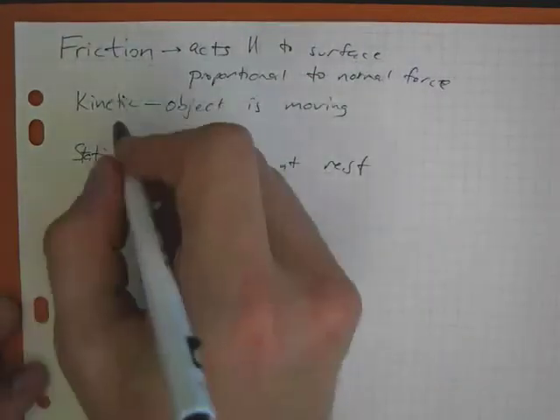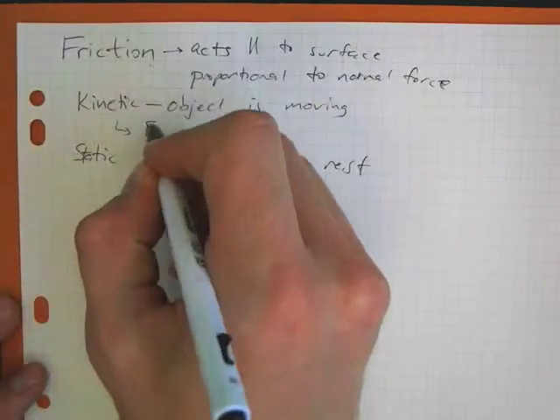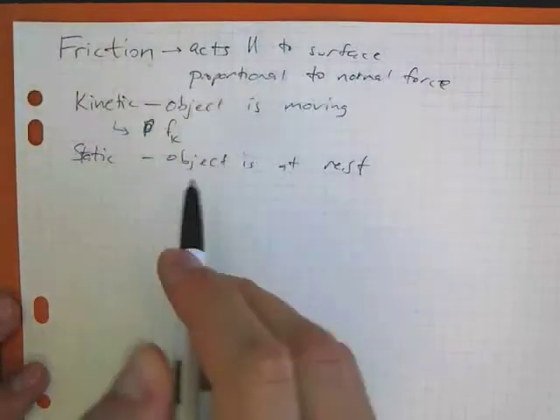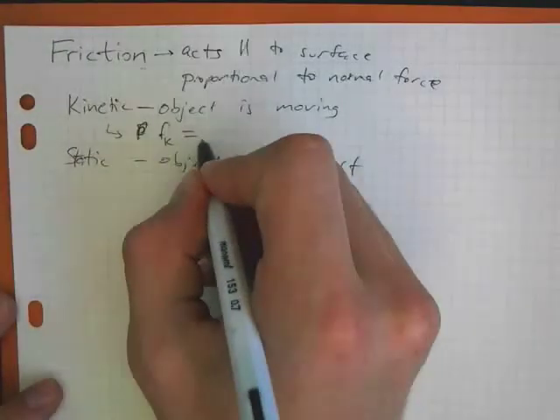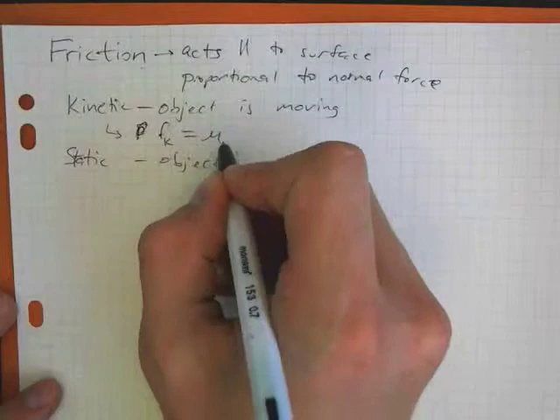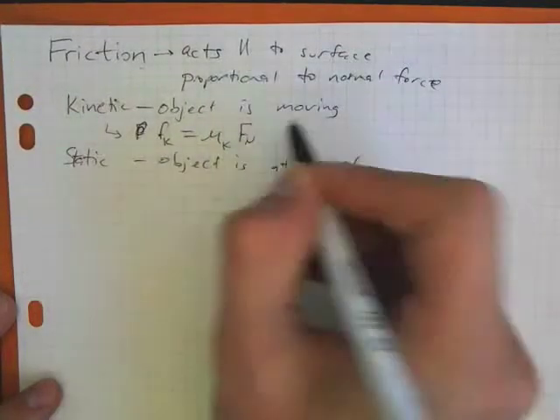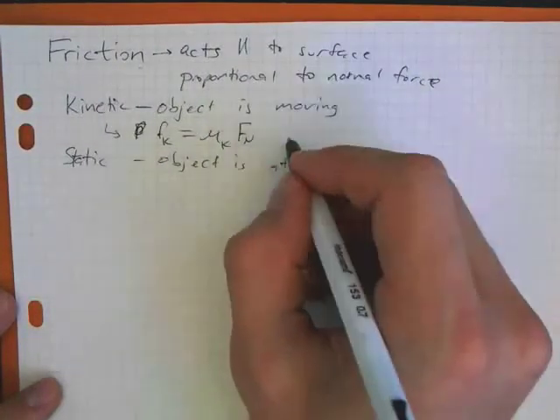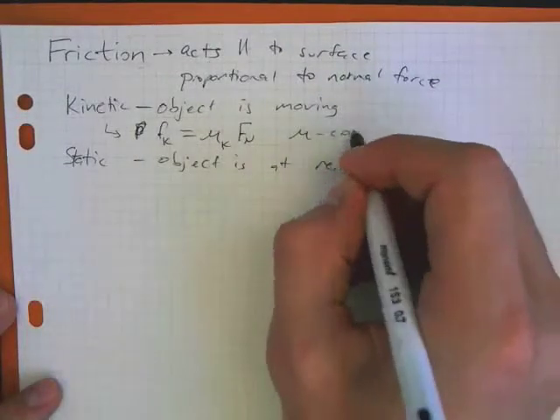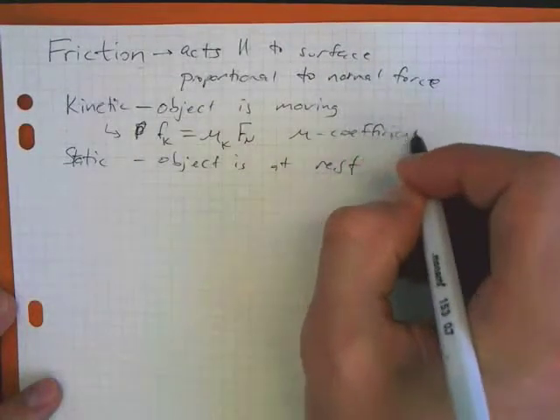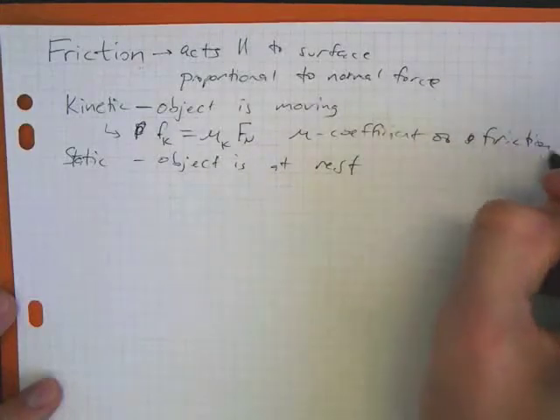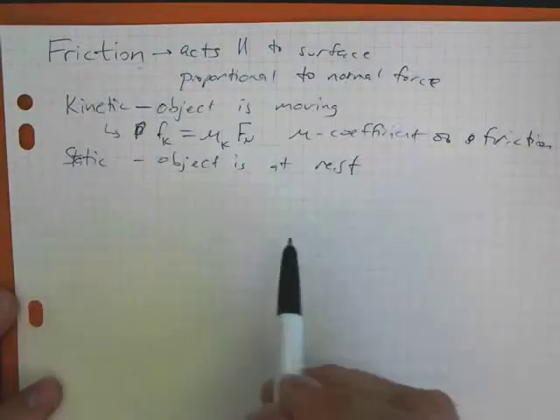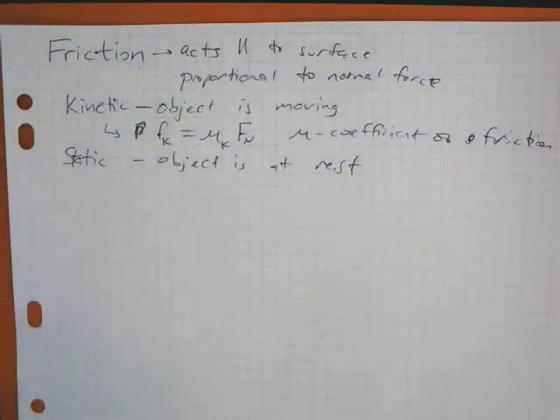Kinetic friction, which we will typically use the symbol little f sub k, is equal to mu sub k times normal force. Mu is the coefficient of friction. Mu k is the coefficient of kinetic friction. Mu s is the coefficient of static friction. And like I said, that has to do with the shapes of the objects at the molecular level.